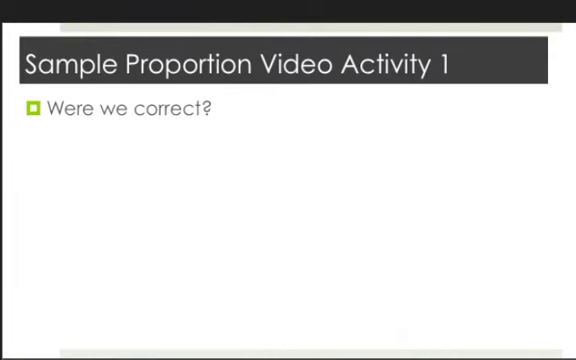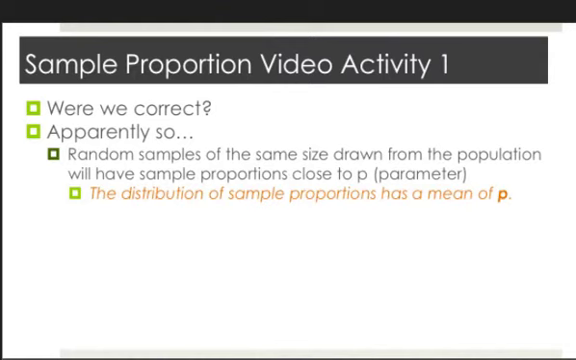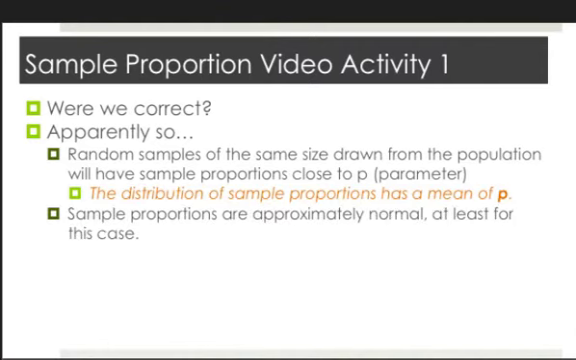So as you can see, if we look at this video and what happened there, we can ask the question, were we correct about some of our hunches earlier on? It appears that we actually were. It turns out that random samples of the same size, in the video's case n equals 25, drawn from the population will indeed have sample proportions close to p, our parameter. In other words, the distribution of sample proportions has a mean of p. Also, sample proportions are approximately normal, at least in this case. And as the narrator of the video said, that's promising because it tells us the normal distribution is a good probability model that we can use later.